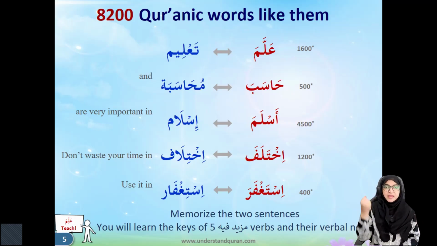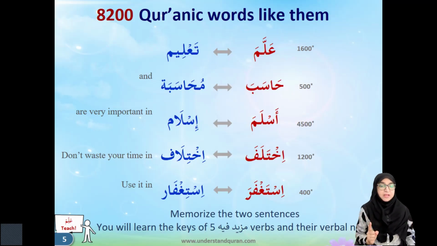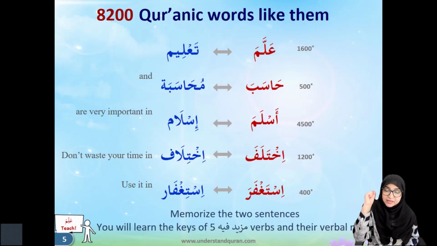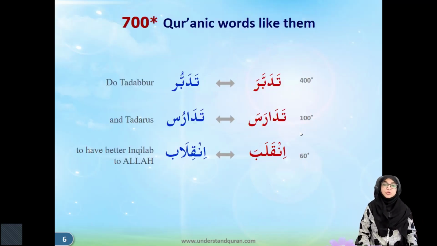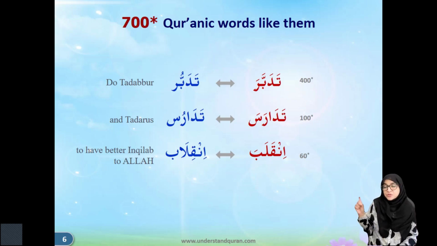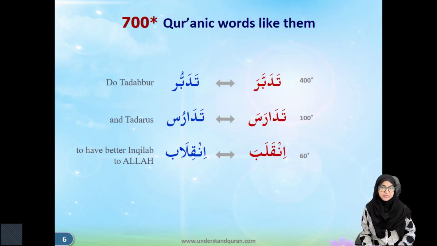So ta'aleem and muhasaba are very important in Islam. Allama, hasaba, aslama. Then don't waste your time in ikhtilaf. Use it in istighfar. Then ikhtalafa, istaghfara. Alhamdulillah. And then the other one is do tadabbur and tadarus, to have better inqilab to Allah. Inqilab means to return. So tadabbara, tadarasa, inqalaba. So we have done all this.